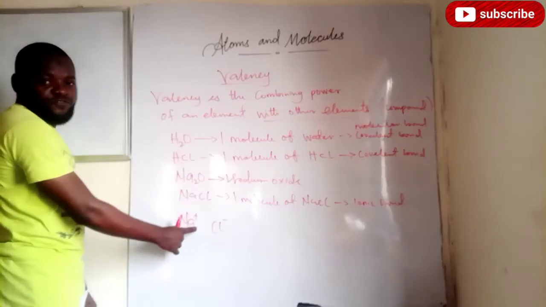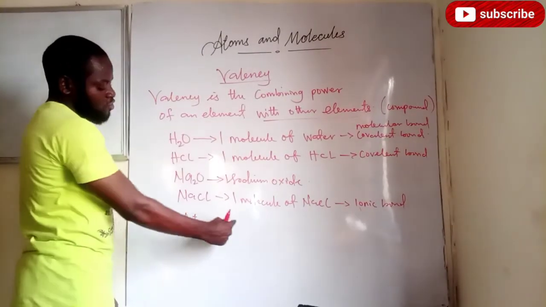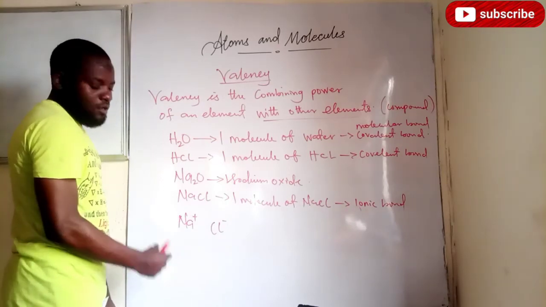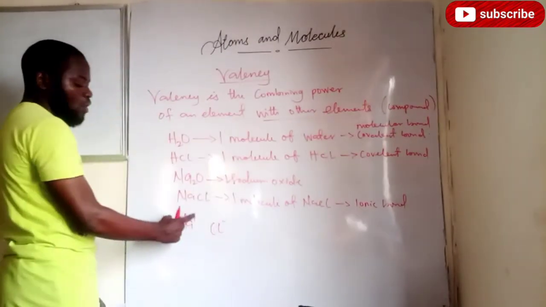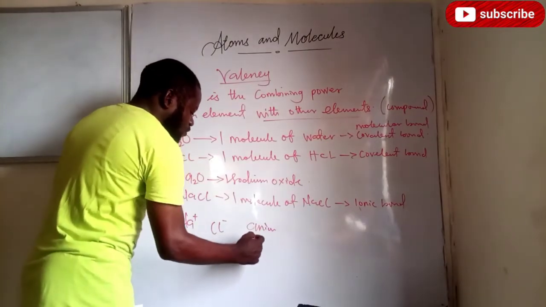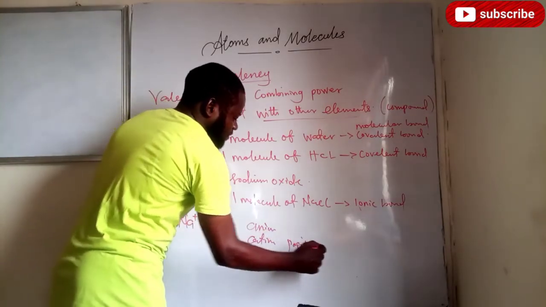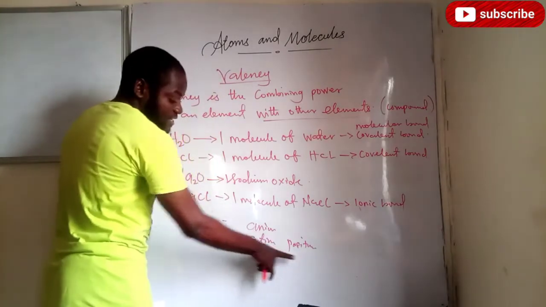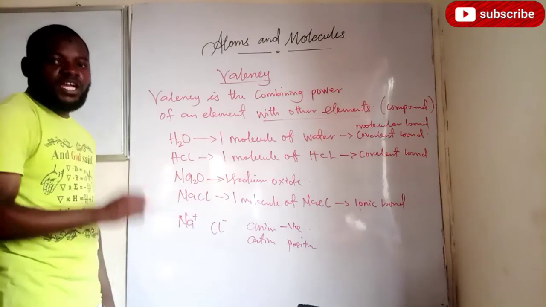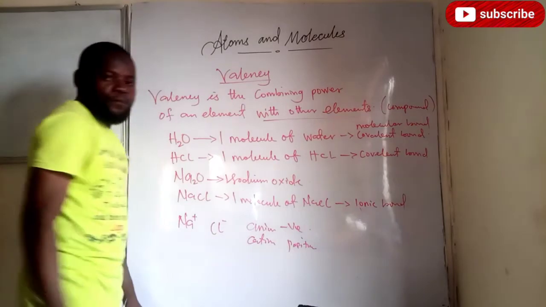Therefore, this one will become positively charged because it's the one giving out the electron. And this one is receiving just 1 electron, so it becomes negatively charged. Are we together now? The one receiving will become negative, the one giving will become positive. And that is why we have the anion and the cation. The anion is the negative charge and the cation is the positive charge.